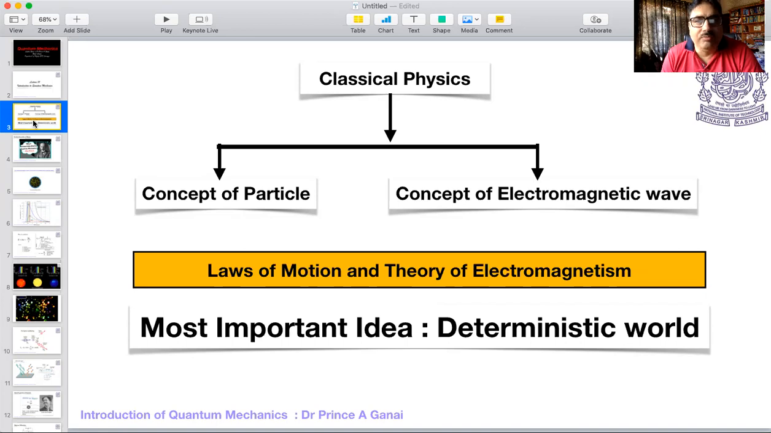For example, if you have a body of mass m and you apply a force on it, how would its dynamics evolve? It will be given by the three laws of motion. Then there was another concept, that was the concept of electromagnetic waves. This pertained to the physics of light.